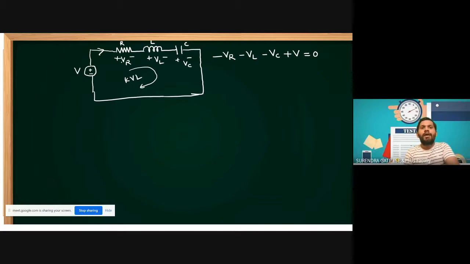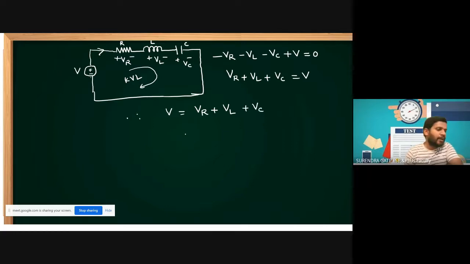Understand, students? Always drops are taken as negative: minus VR, minus VL, minus VC. We are moving from negative to positive, so we take plus V equal to 0. Then what can we get, students? VR plus VL plus VC is equal to V. That means according to KVL, the total source voltage is equal to the sum of the drops: voltage drop across the resistor, the inductor, and the capacitor.